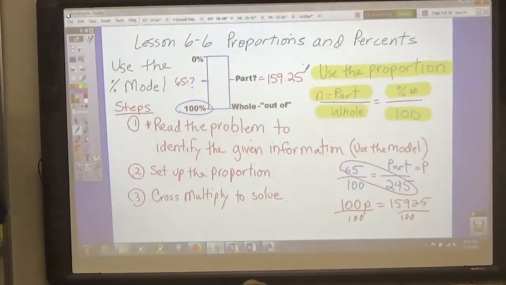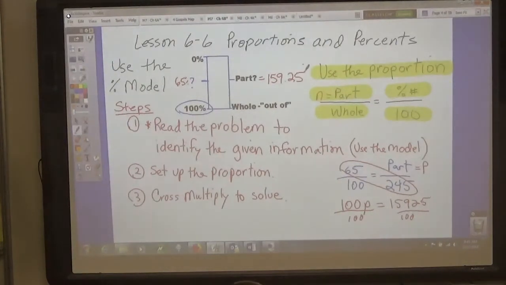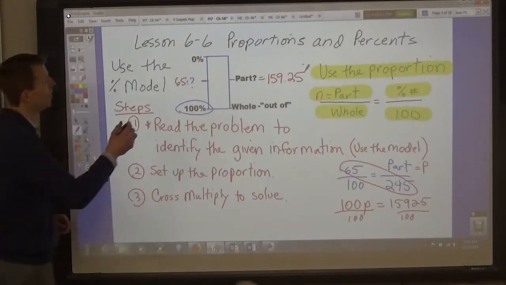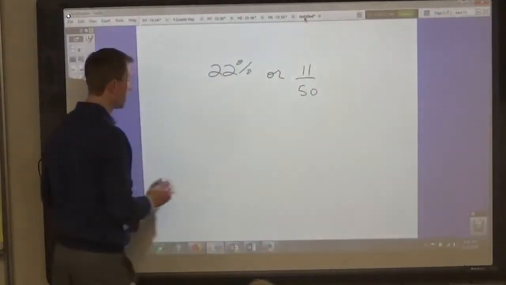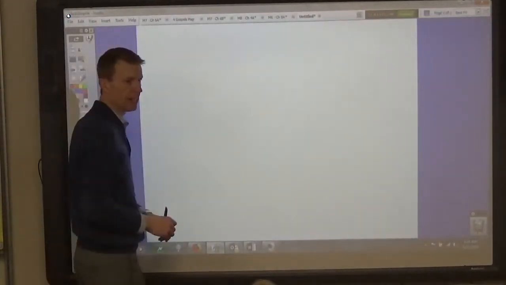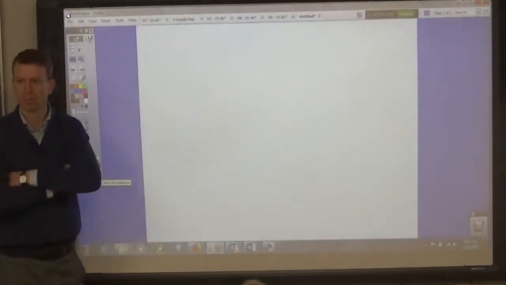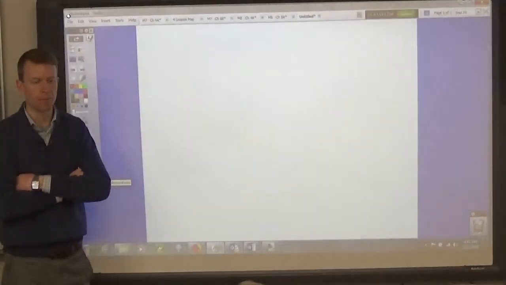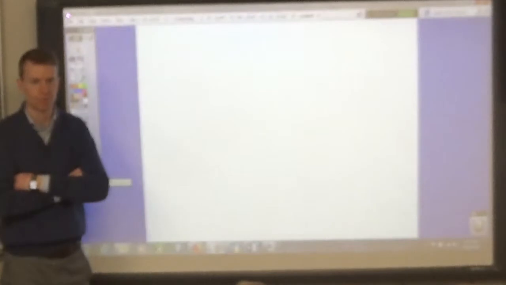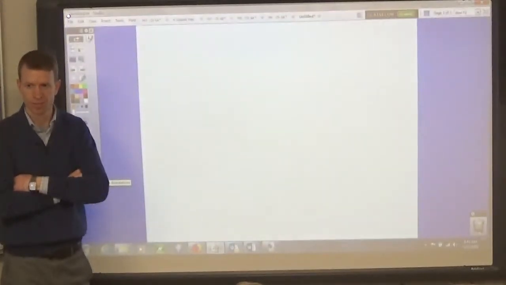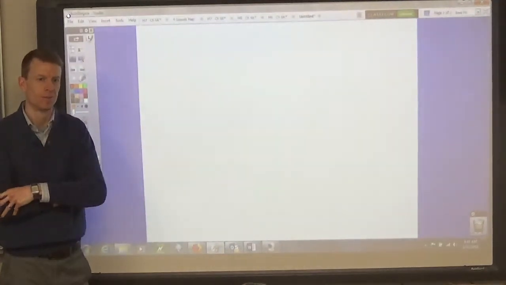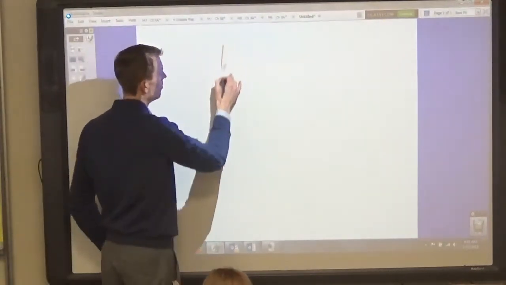Let's go to another example. Page 320. What percent of 60 is 52? It says, what percent of 60 is 52? How would you set that up? You'll have n over 100%.